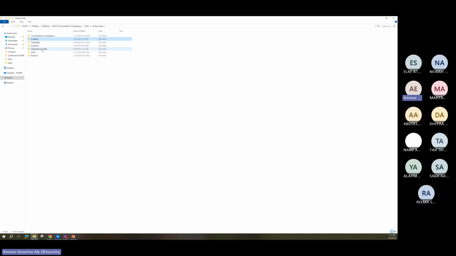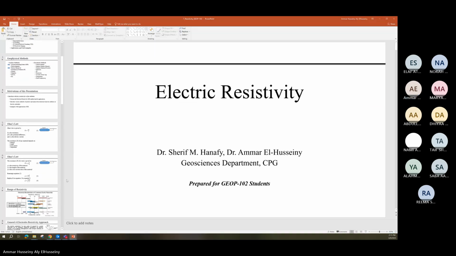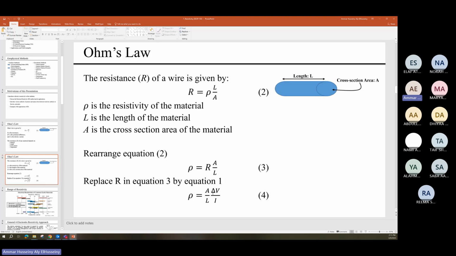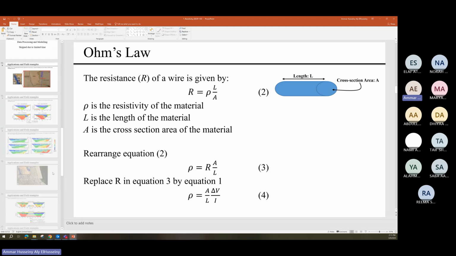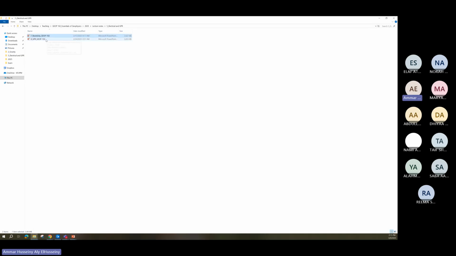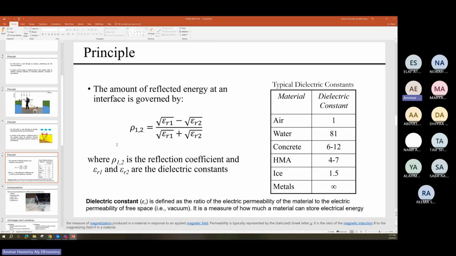For magnetic, there is really nothing. For electrical, there is one, which links resistance and resistivity. You need to understand the difference between them. That's it for resistivity. And for GPR, it is the reflection coefficient, which is this equation here. So these are really the equations, and they will be given to you.